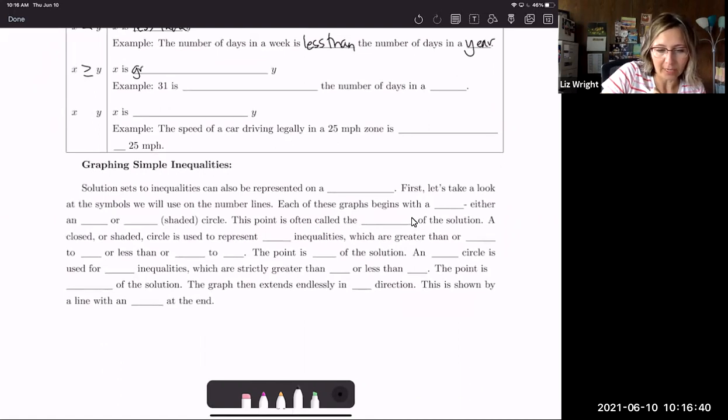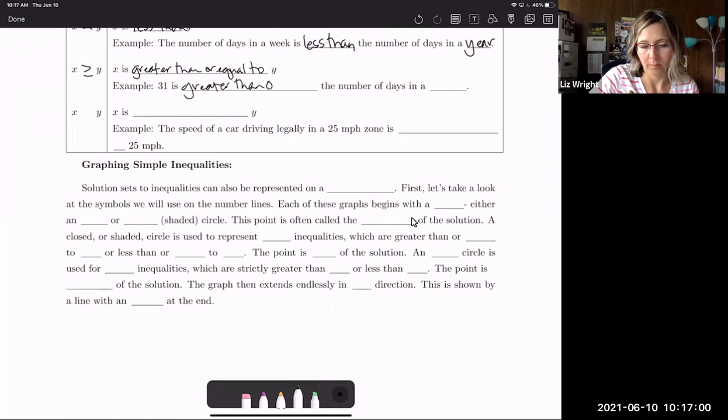X is greater than or equal to y. So our example, 31 is greater than or equal to the number of days in a month. So 31 is greater than or equal to the number of days in a month.